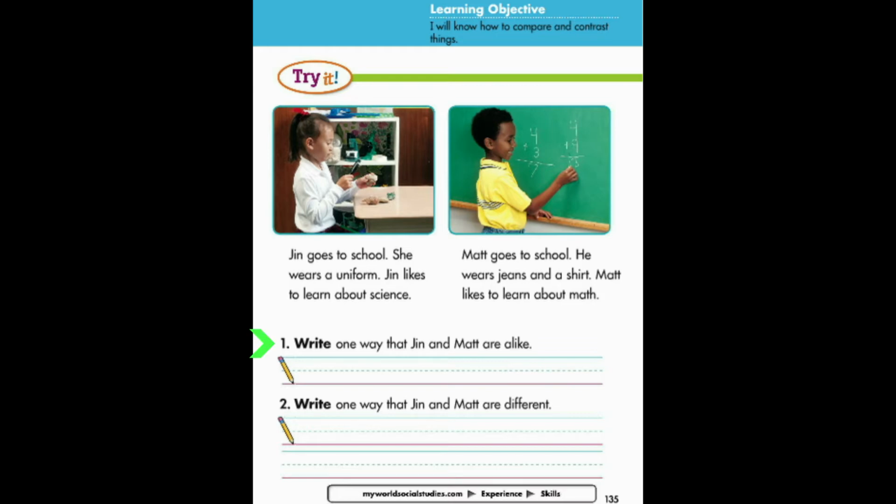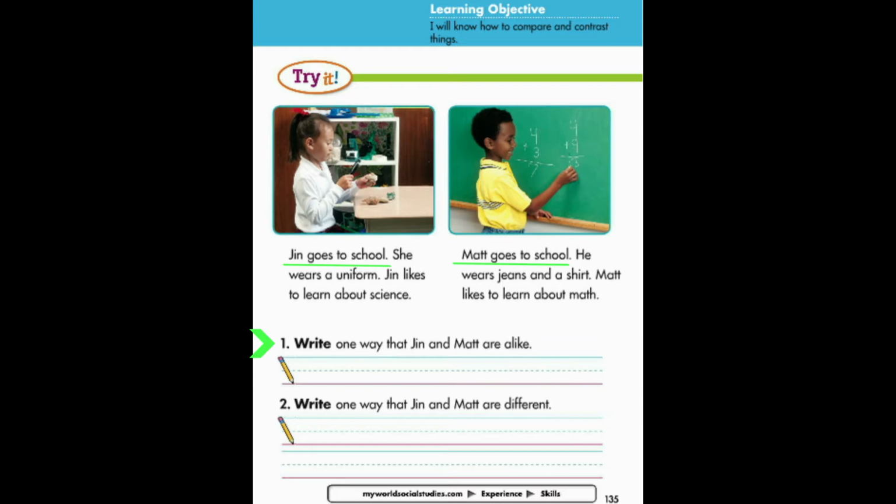Question 1 says, write one way that Jen and Matt are alike. Let's read the paragraphs again. Jen goes to school. She wears a uniform. Jen likes to learn about science. Matt goes to school. He wears jeans and a shirt. Matt likes to learn about math. Remember, question 1 says, write one way that Jen and Matt are alike. Can you find it? It's the first sentence. Jen goes to school. Matt goes to school.